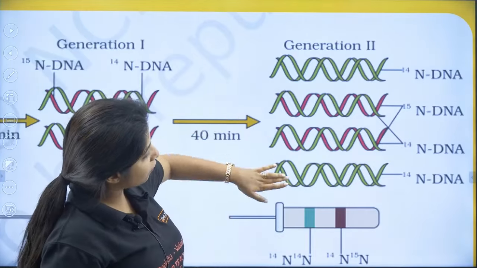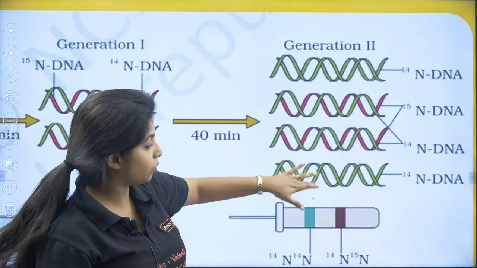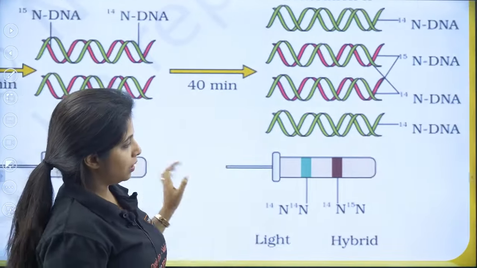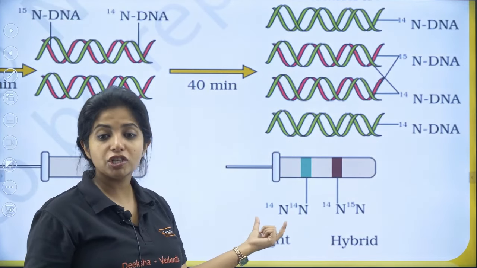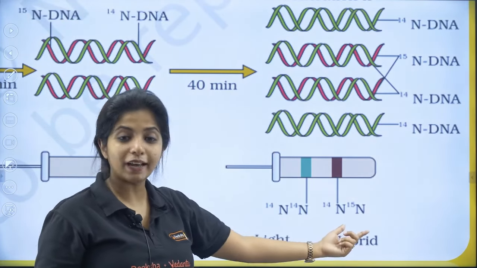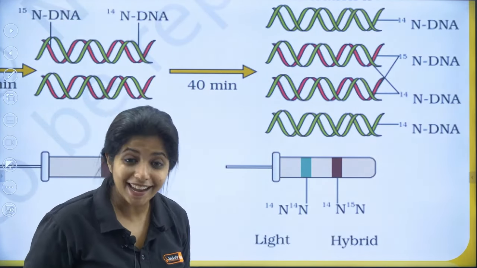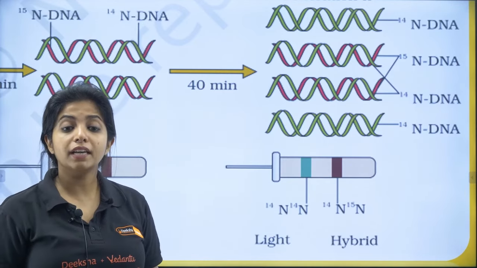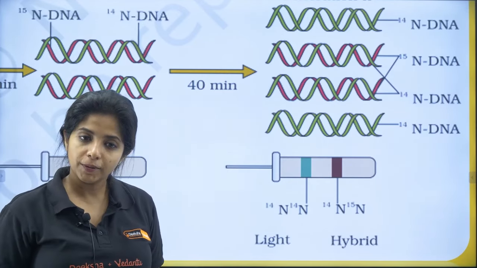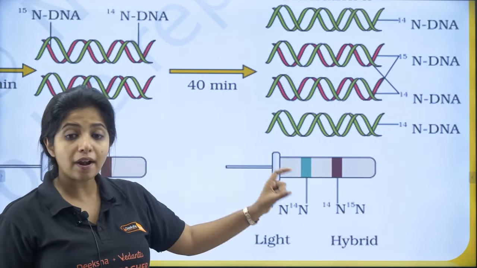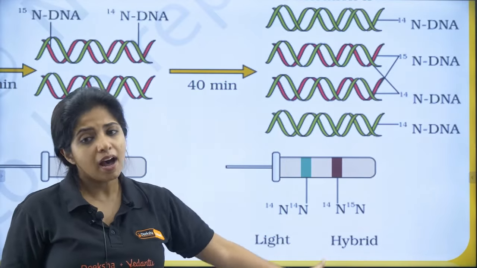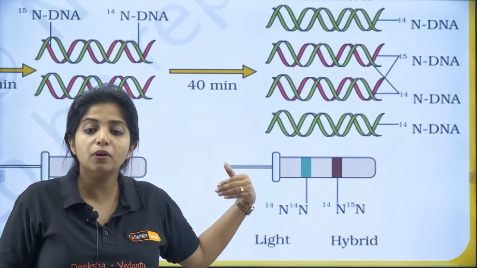In that case, two of them are pure N14, the one that we didn't see until now. So this one is forming another band which is the light band, and this one is hybrid. With this, what did he conclude? That yes, it is actually replicating in the semi-conservative method, right? Which is why you have one parallel strand, which is why you're still seeing the hybrid. Otherwise you would not have seen this. It would be all N14.